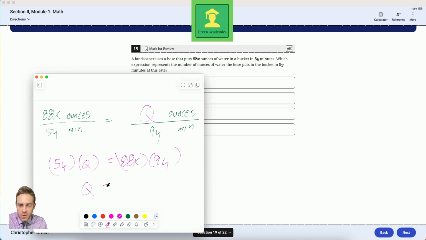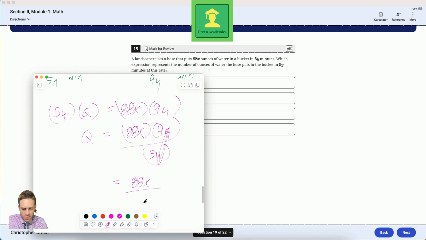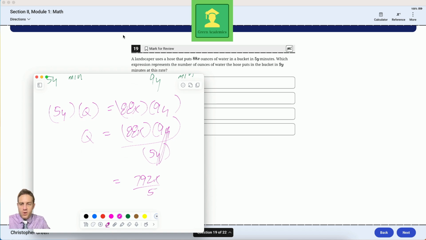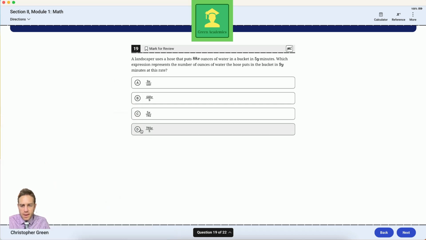So to solve for q by itself, it's 88x times 9y over 5y. And the y's cancel. And then 9 times 88 is 792. So 792x over 5. I hope that's an available answer. 792x over 5. Yeah.